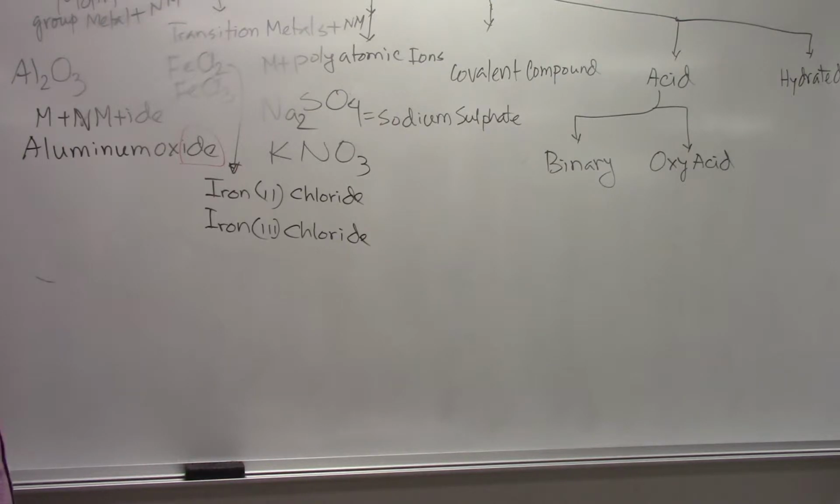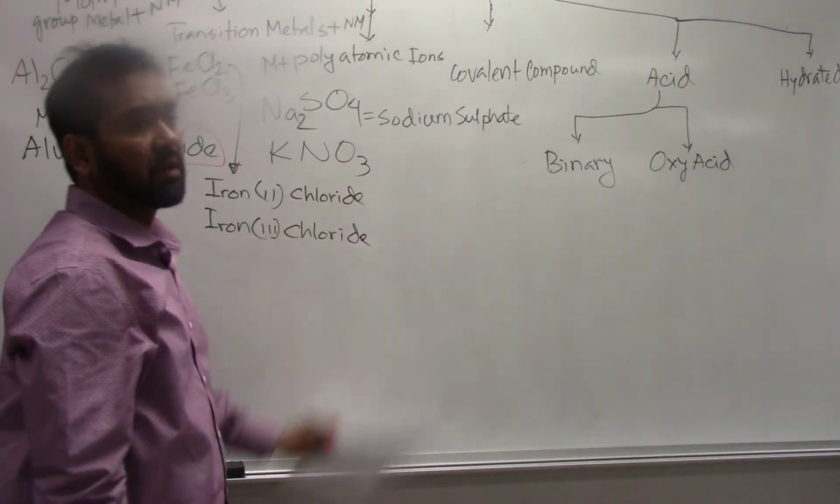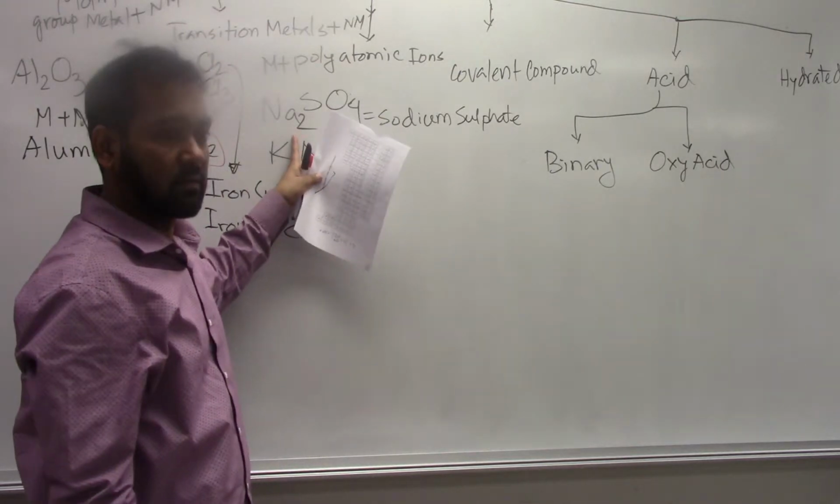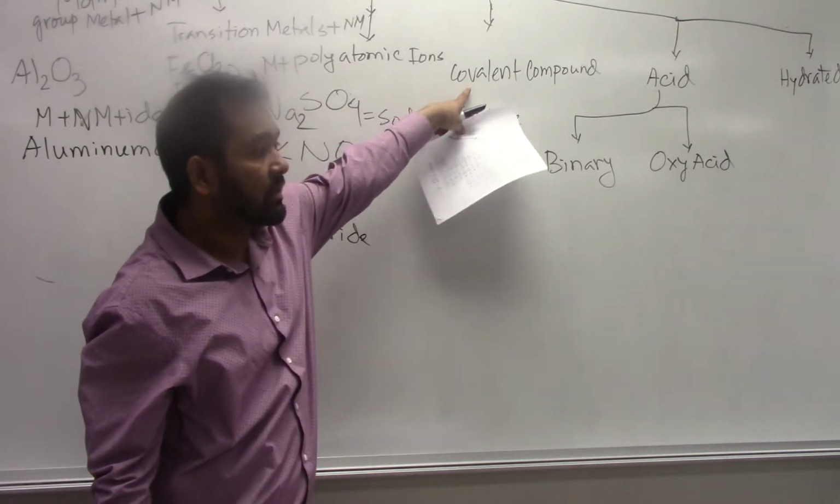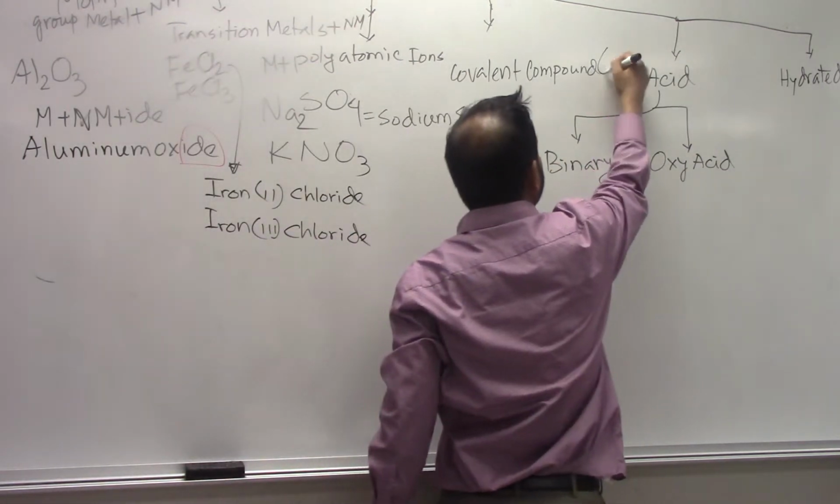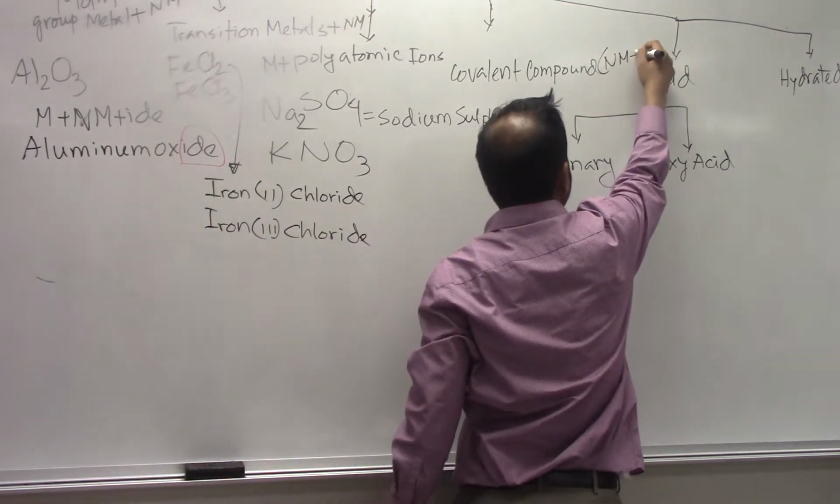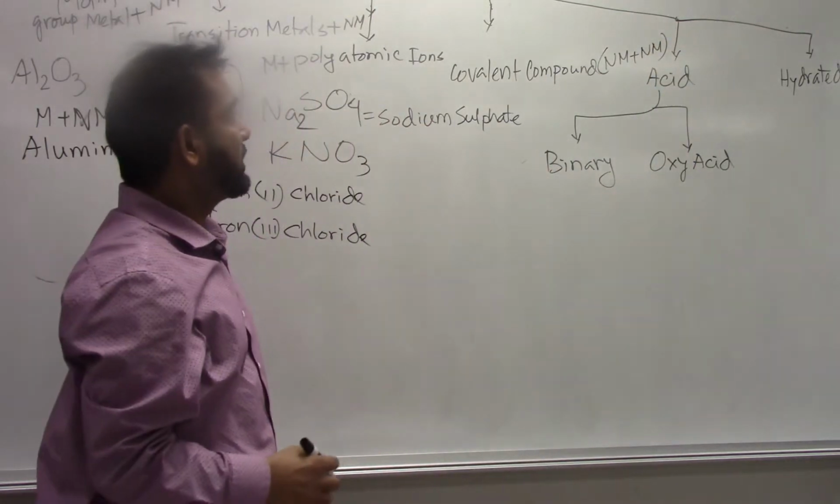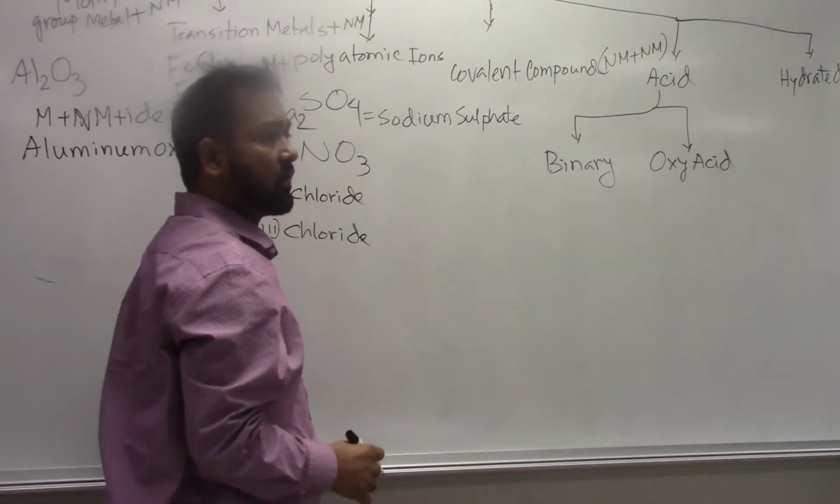Yes, we are coming there. Very good point. What if the prefix is mono, di, or tri? Do we say that? We don't say that here. We are coming up to it; we're going to be doing it in covalent compounds. So covalent is non-metal plus non-metal. Remember that? Non-metal plus non-metal forms a covalent compound.